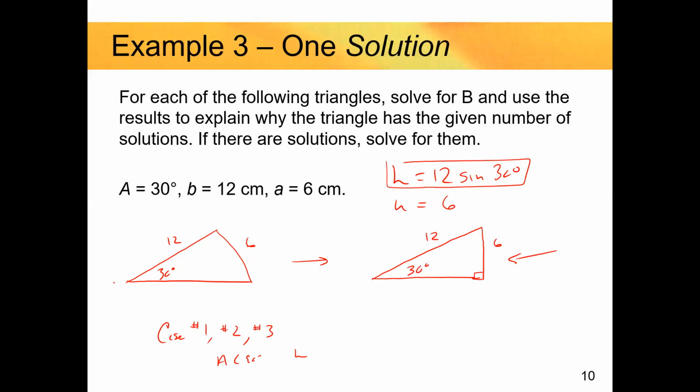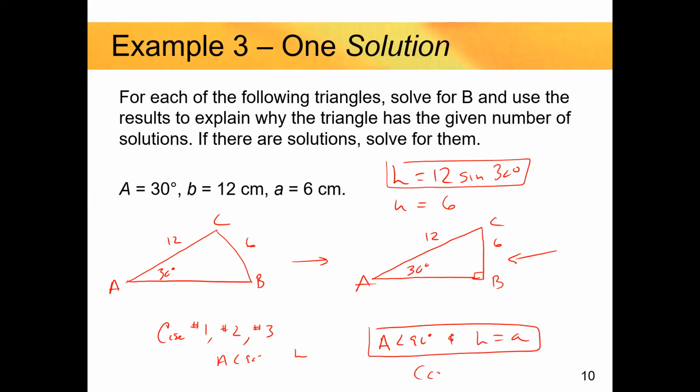Okay, this guy's ABC. Solve for B. How do you know it's a right angle? So here are your conditions. Again, A is less than 90 degrees and H is equal to A, or A is equal to H. And that is going to be case number 2 for us. All right, what is B? 90 degrees? 90 degrees is A-okay by me.